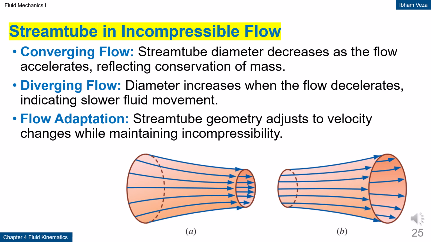Stream tube in incompressible flow. In incompressible flow, acceleration of the flow causes the stream tube cross-section to contract. Conversely, deceleration of the flow causes the stream tube cross-section to expand. This change in shape is a direct consequence of mass conservation. Even though its shape changes, the fluid remains within the same stream tube. This example provides a clear geometric picture of the relationship between cross-sectional area and velocity.